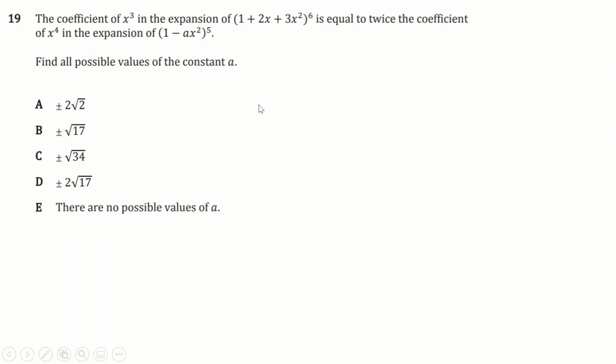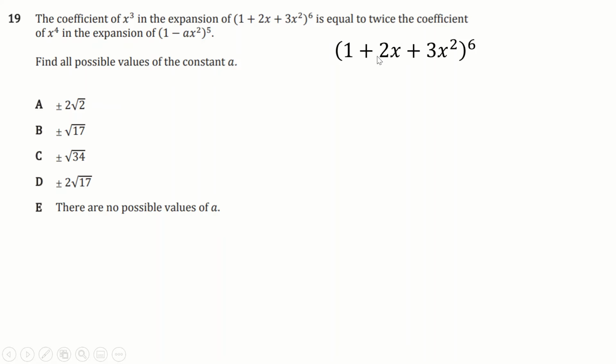Question number 19. Okay, I have done this one. Just full disclosure, before you watch this, I've done this in a really stupid way. And I don't know whether it is a stupid way, but it's the first way that I thought of, and I stuck to my guns. I'm talking about expanding this thing here.